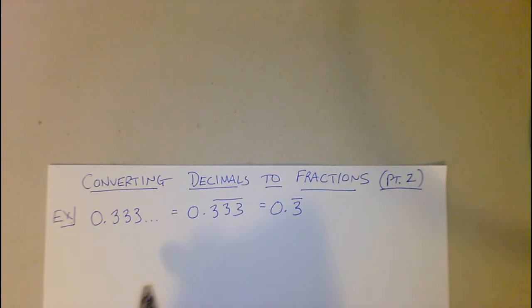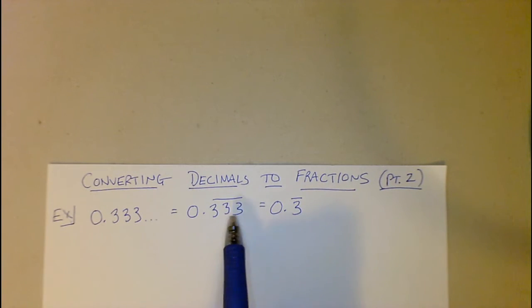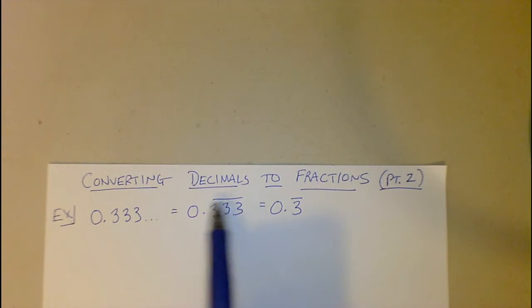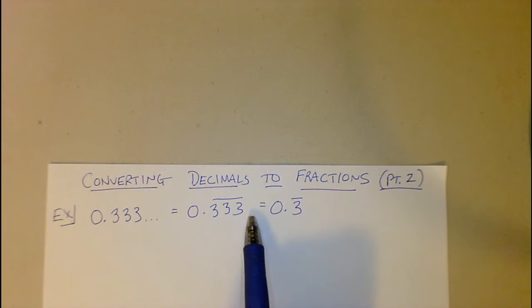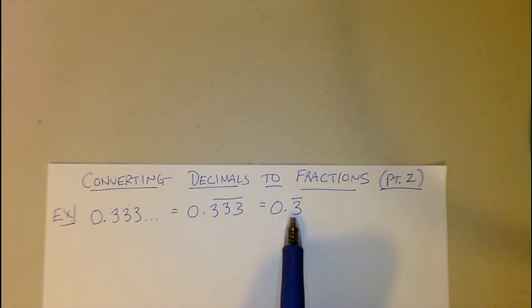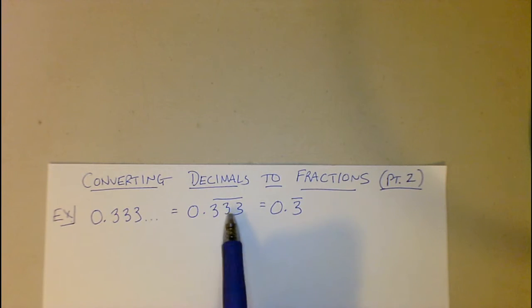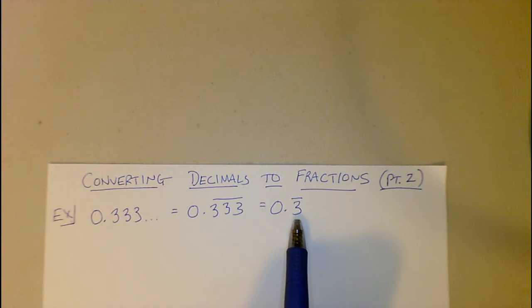Or we can put a bar on top. We can say this is 0.333, and this bar on top says everything that's underneath this bar is going to repeat. So it's 333, 333, 333, 333, forever and ever. Another way of doing it is saying 333 repeating is the same as just 3 repeating, and so I can just put a bar over the 3 if I want.